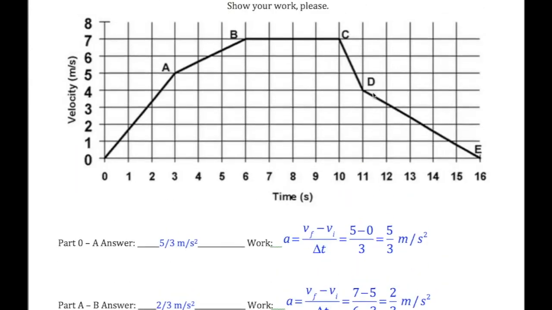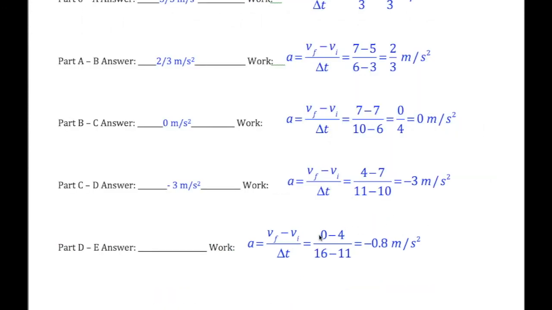And the last one, your last acceleration from D to E, is also going to be negative because you went from 4 meters per second to 0. The time that it took was 5 seconds because you went from 11 seconds to 16. So 0 is your final. You stop completely. 0 minus 4 over 5 seconds. From 11 to 16, that takes 5. Negative 4 over 5 is negative 0.8 meters per second squared. And that's it.